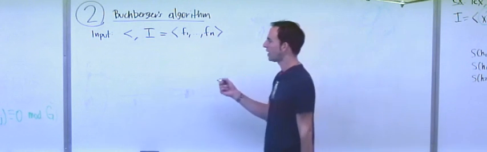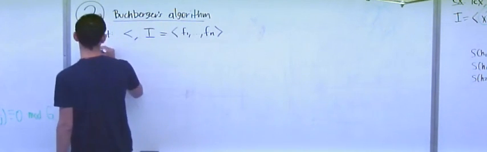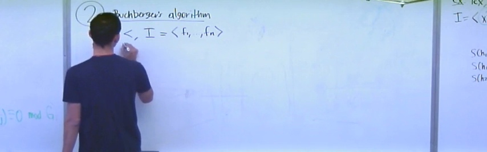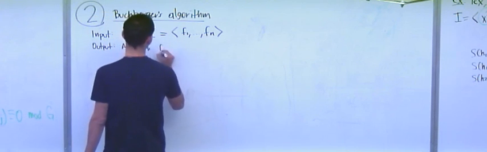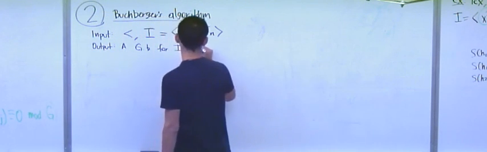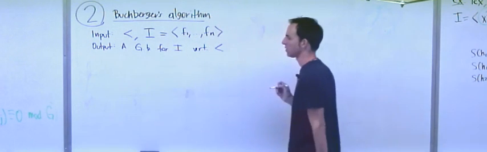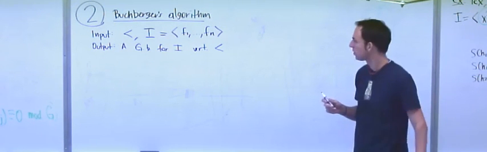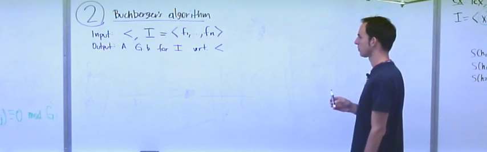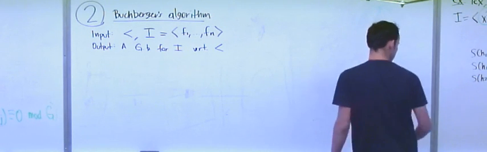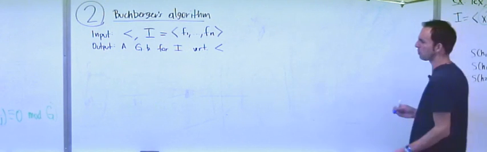And what you're supposed to output is a Groebner basis for I with respect to... Actually, if you will forgive me for a second, let me go back.